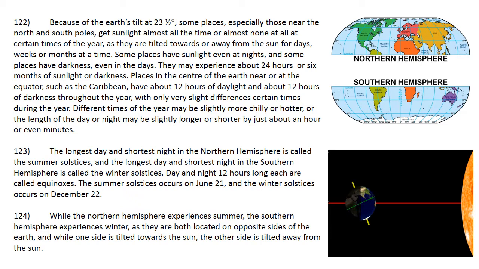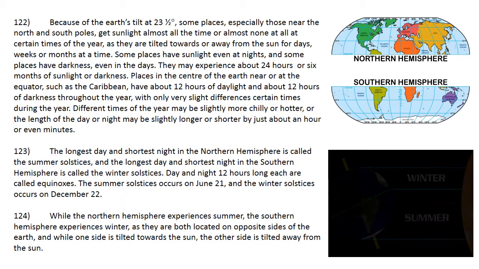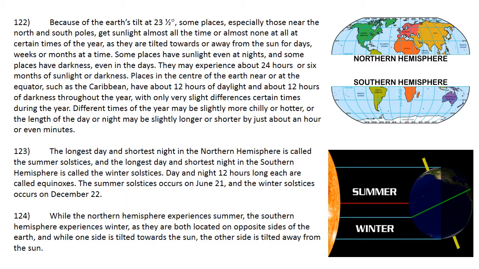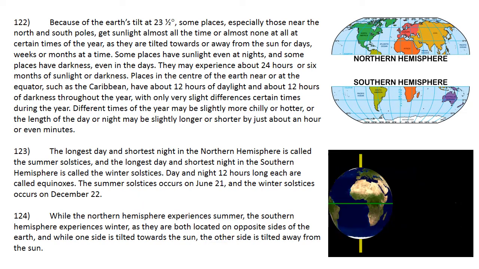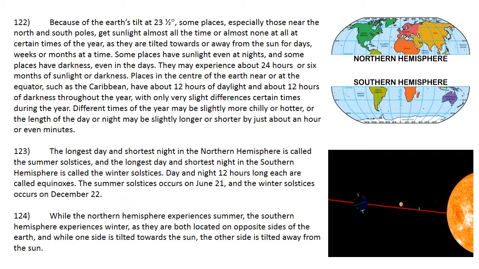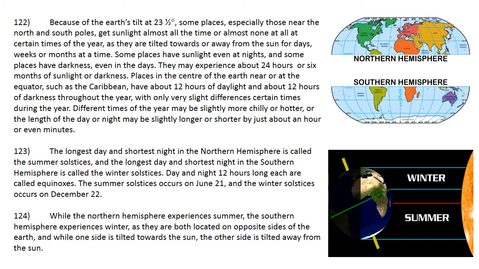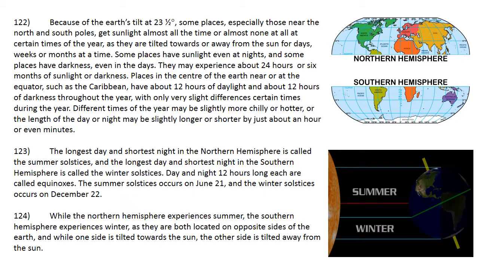For the diagram at the bottom, it shows how the earth gets its seasons, winter, summer, autumn and spring, due to the tilt of the earth at 23.5 degrees and its rotation around the sun and its revolution around the sun.